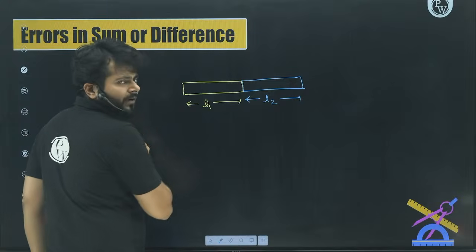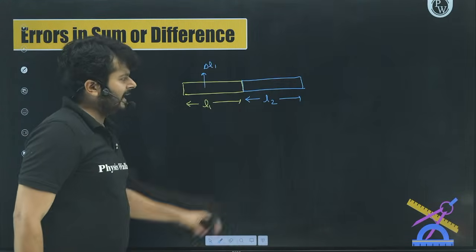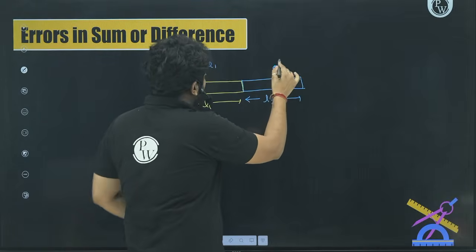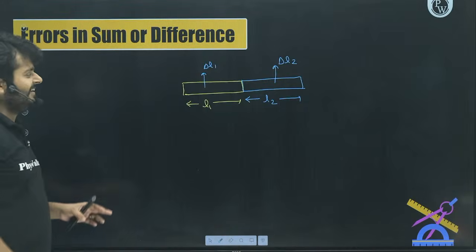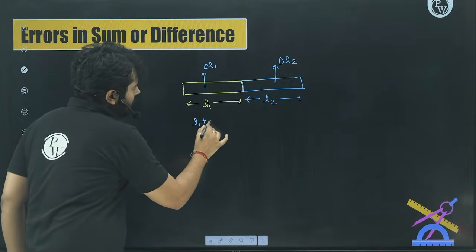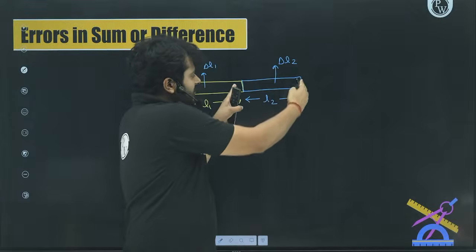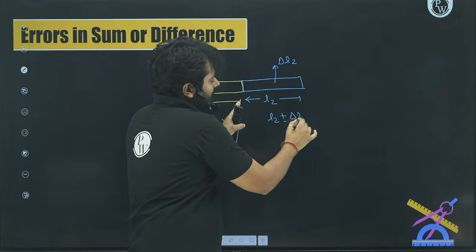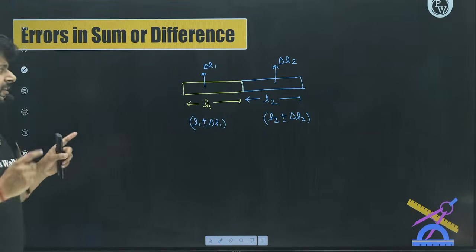in the measurement of L1, I encountered an error of delta L1, and Nishant is measuring L2. He said that while measurement of the second part, I encountered an error of delta L2, right? Okay. So instead of measuring L1, Pinky is measuring L1 plus or minus delta L1, right? And while measuring L2, this thing, Nishant is measuring L2 plus minus delta L2. Yes or no? Is that clear? Right. And now think about it.